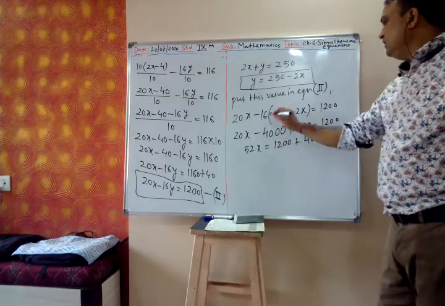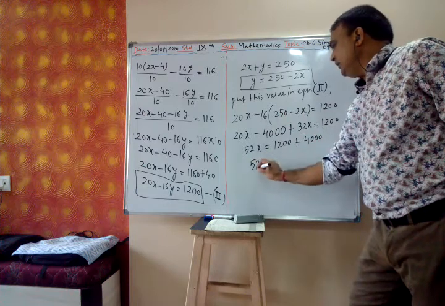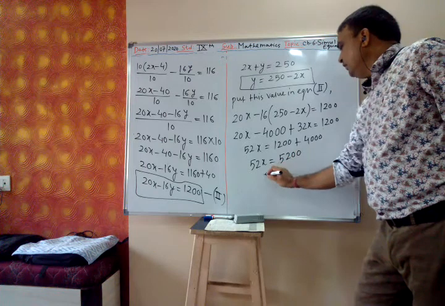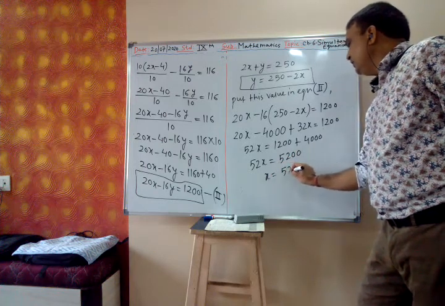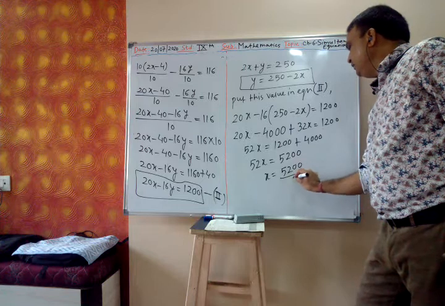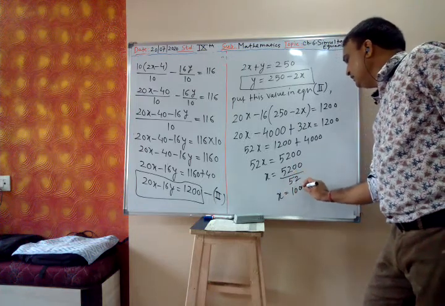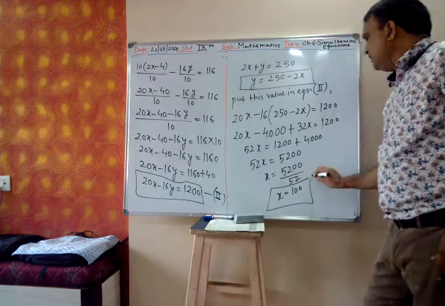We take 4000 to the other side. So 52x is equal to 5200. So x is equal to 5200 upon 52. So x is equal to 100. Yes, now x is 100.